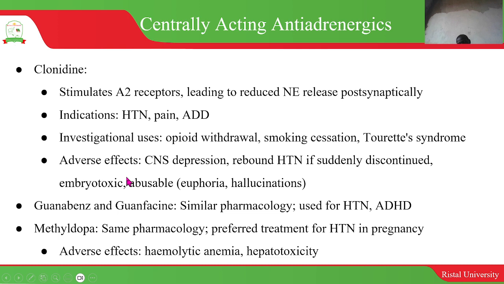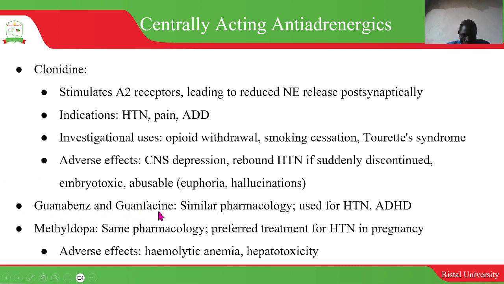The adverse effects: CNS depression, rebound hypertension if suddenly discontinued. So when you are stopping this drug, it should be tailored by breaking down the dosage over a prolonged period of time. Embryotoxic, it's also toxic to the embryo, but also can be an abusable drug, because it causes euphoria and hallucinations, and people may just take it because they want to feel high, they want to feel the euphoria.